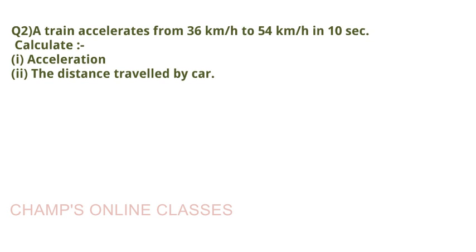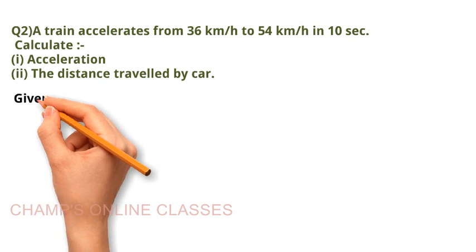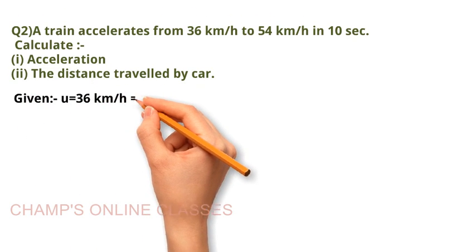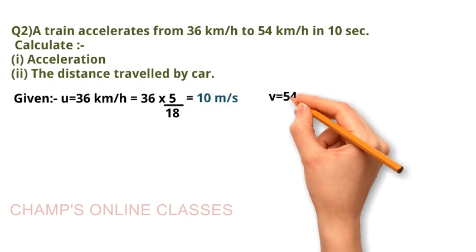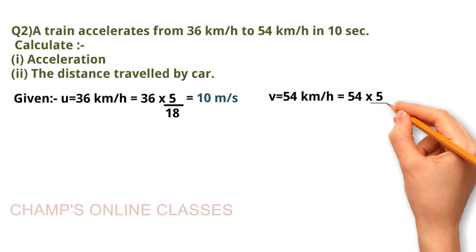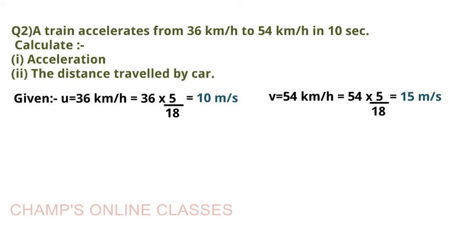Our second question, a train accelerates from 36 km per hour to 54 km per hour in 10 seconds. Calculate acceleration and the distance traveled by the train. Now here, as the time is in seconds, we will first convert the velocities into meter per second. Therefore, our initial velocity, which is 36 km per hour, will be 10 meter per second, and the final velocity, which is 54 km per hour, will be 15 meter per second.